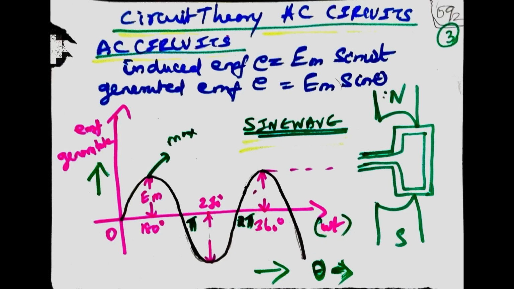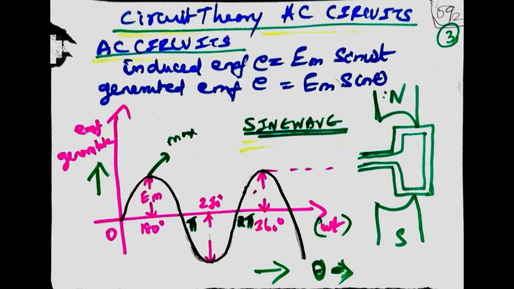Sine waveform, that is the AC waveform, from an EMF generator, versus graph of omega t. Induced EMF e is equal to Em sine omega t. Generated EMF e is Em sine theta. The generator is shown in the figure with north and south poles and the commutator in center position. The commutator produces the induced EMF.